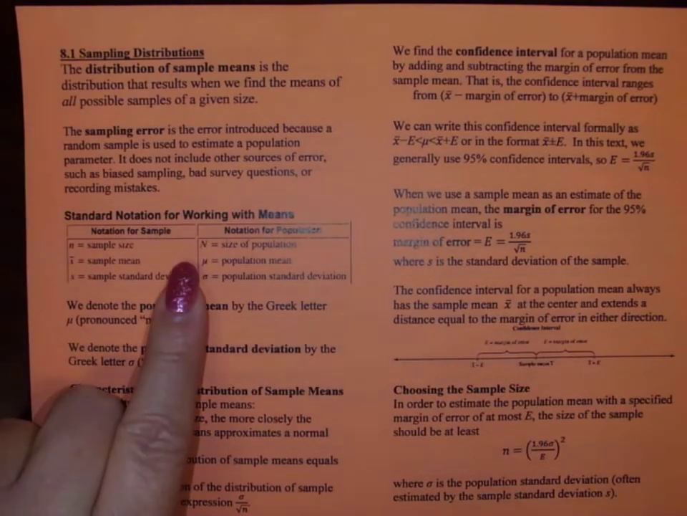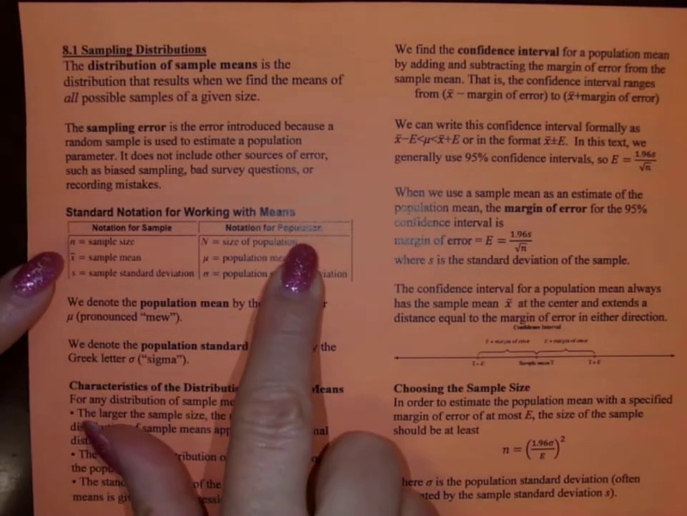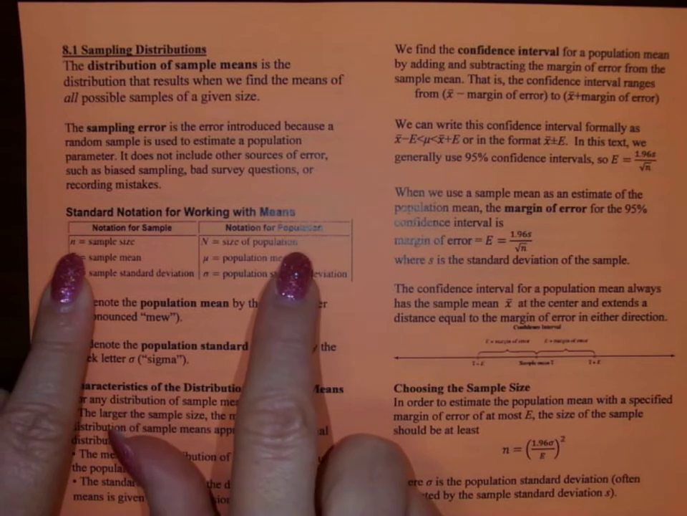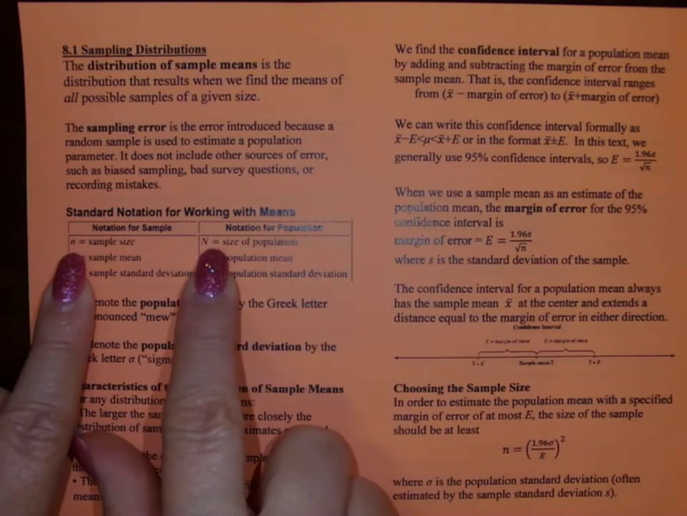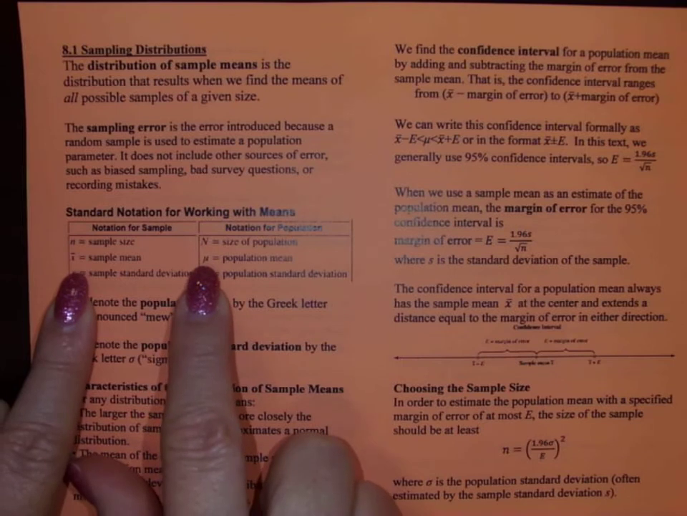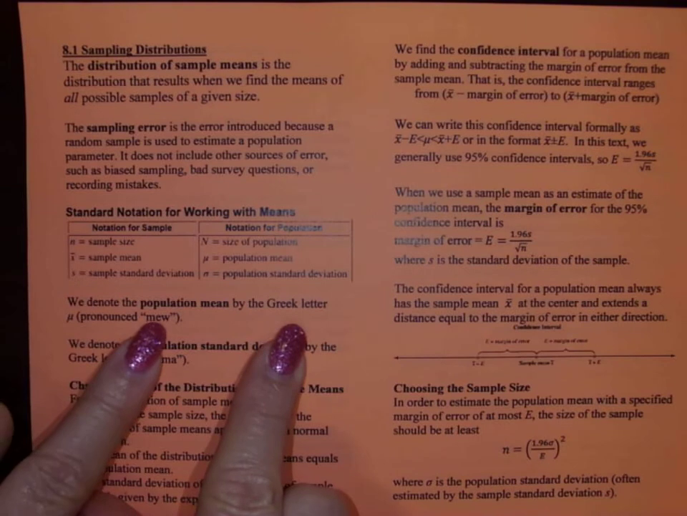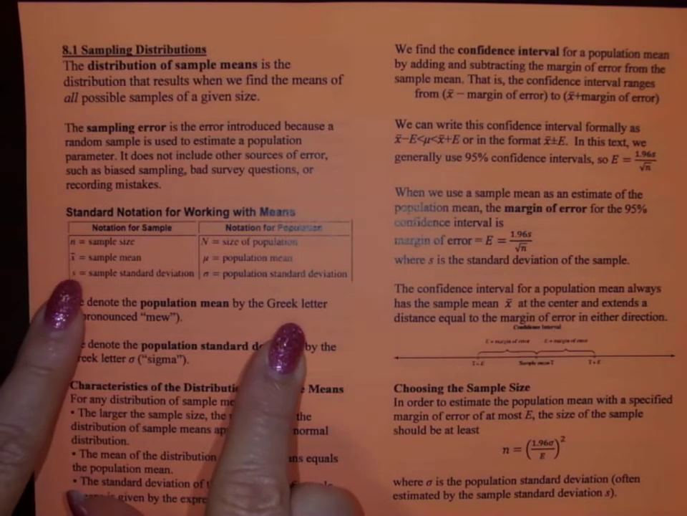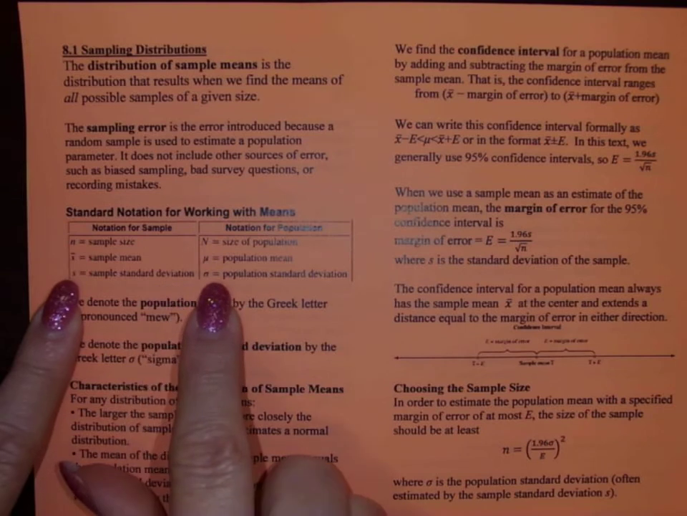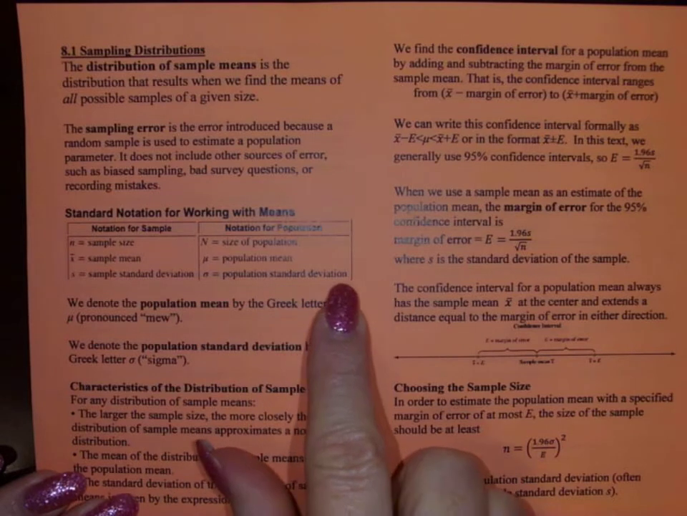Now there's some notation in here that you need to be aware of. For the sample versus the population, the sample size will be a lowercase n, but the size of the population is a capital N. X bar is our sample mean, and mu is the population mean. If you see that and you don't know what it is, it's on your handout, it's mu. And s is our sample standard deviation, but sigma is our population standard deviation.